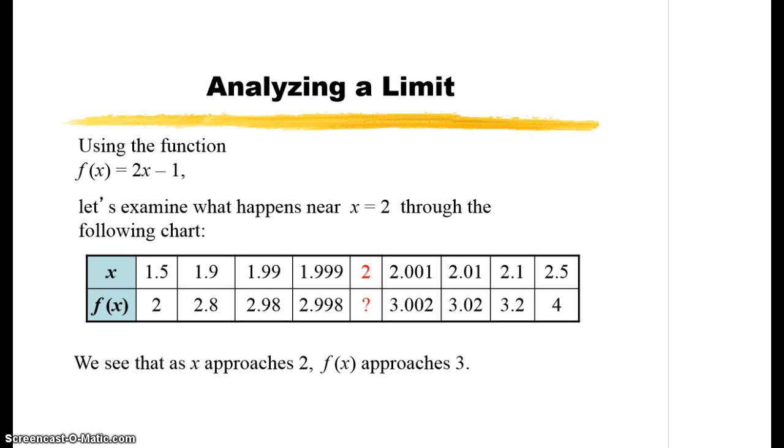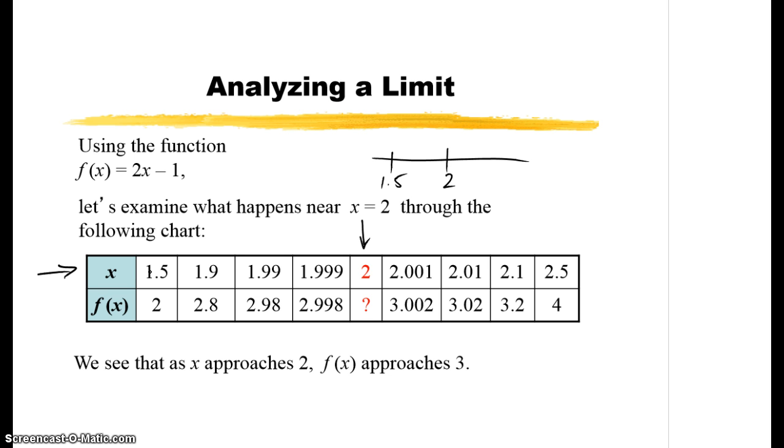Well, using our function f of x equals 2x minus 1, let's examine what happens near x equals 2 through the following chart. So what's happening in this chart is we have different values of x, and as you could tell, we have x equals 2 right over here. And we're looking at values that are really, really close to 2 from both sides of 2. What do I mean from both sides of 2? I mean to the left of 2 and to the right of 2. So if you notice, if I start at 1.5, on a real number line, here's 2, here's 1.5. 1.5 is to the left of 2.